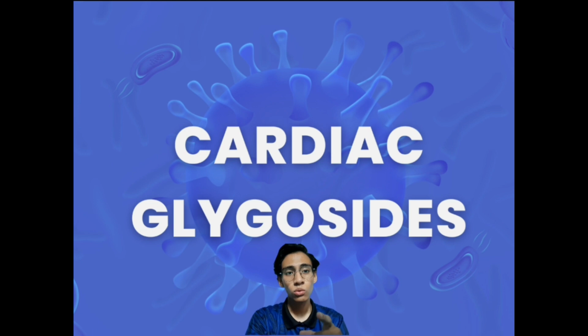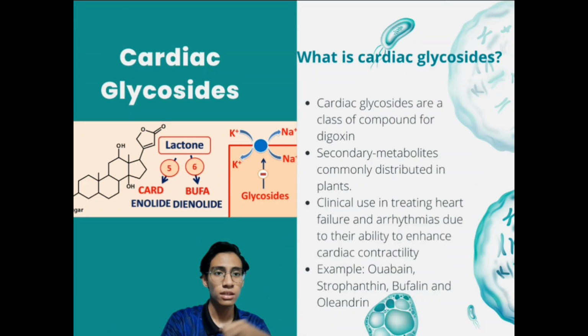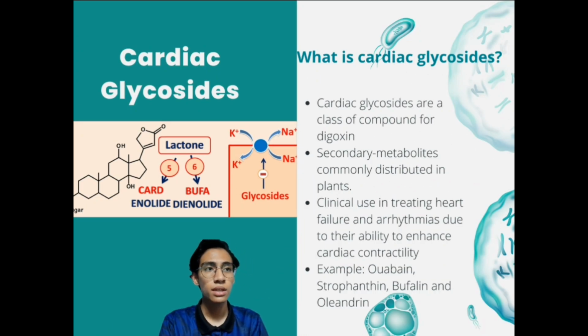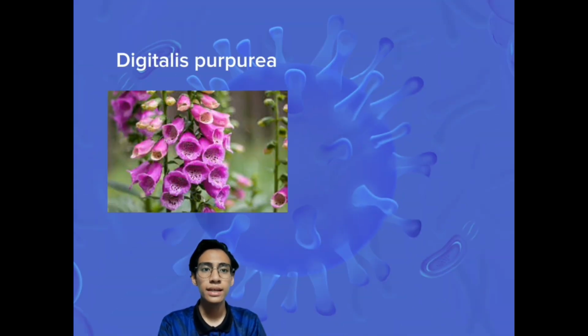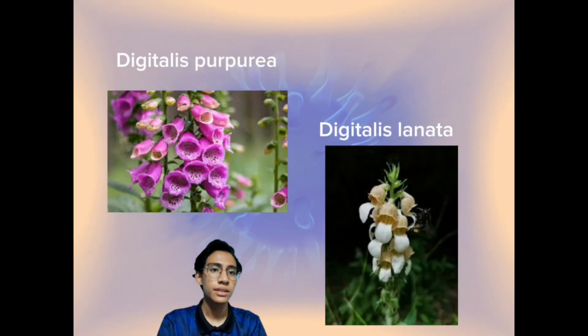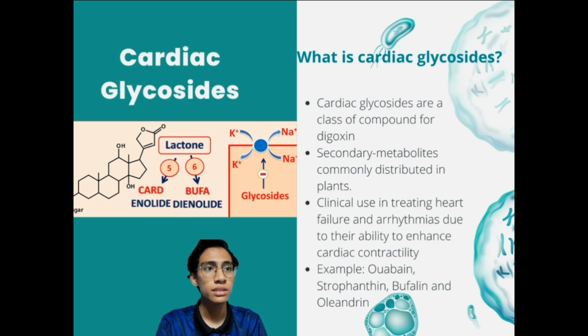You might be wondering, what is the class of compound for digoxin? The class of compound for digoxin is a cardiac glycoside. What is a cardiac glycoside? It is a secondary metabolite commonly distributed in plants such as Digitalis purpurea and Digitalis lanata. Cardiac glycosides are useful in treating heart failure and arrhythmias due to their ability to enhance cardiac contractility. Besides digoxin, other compounds that are cardiac glycosides are ouabain, strophanthin, bufalin and oleandrin.